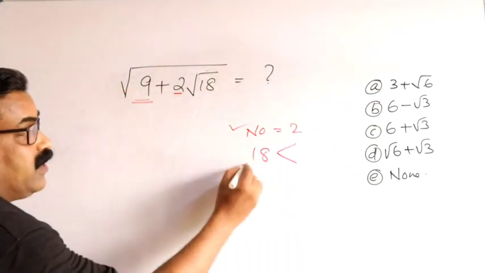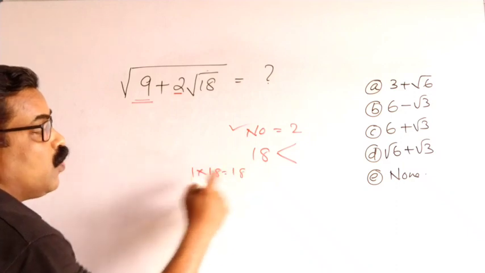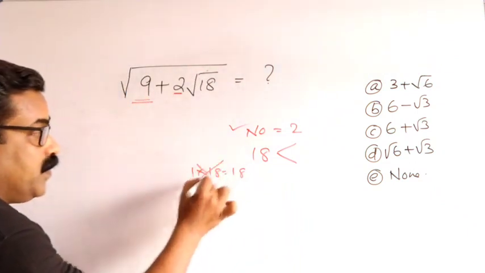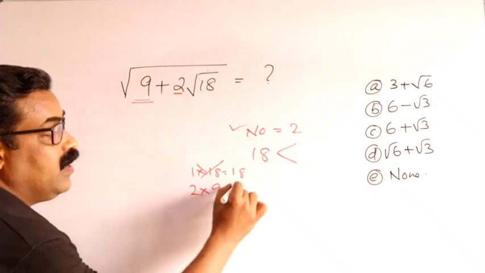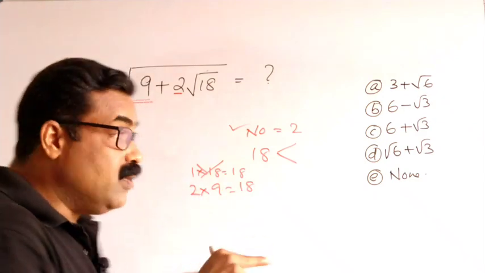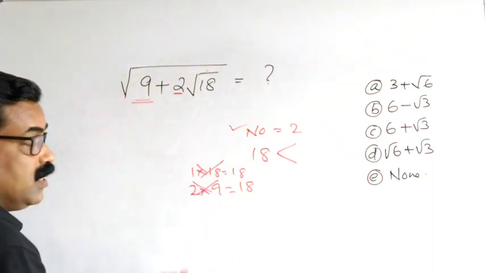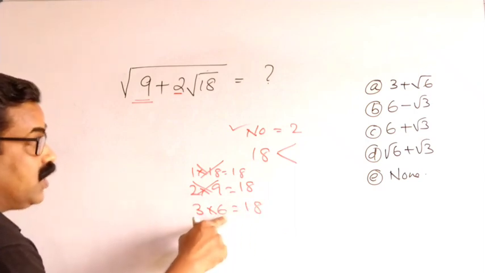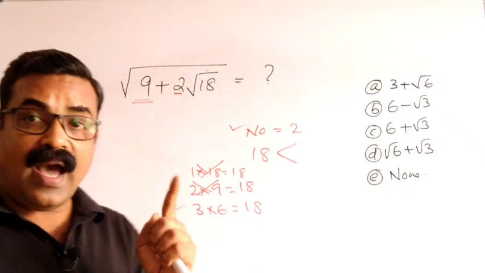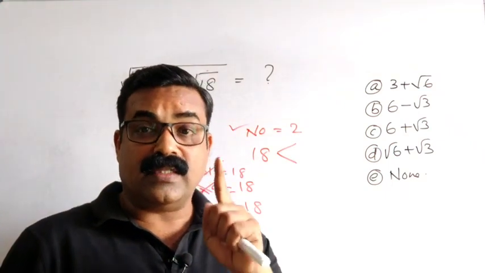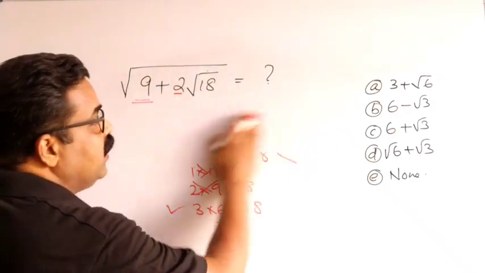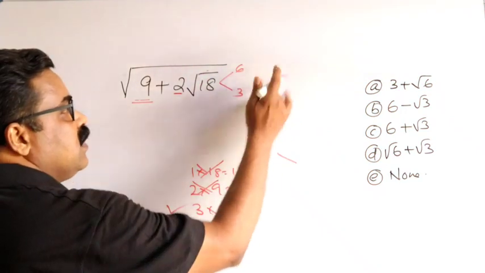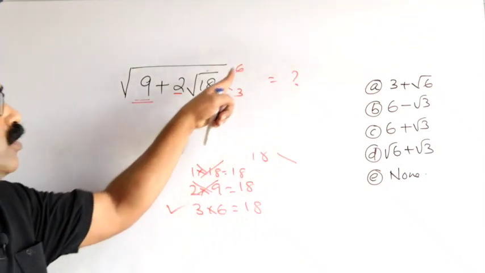So 18 factors are what? 1 into 18 is 18. So 1 and 18 are factors. But 1 and 18 when you add, you will get 19. So this you cannot take. Second is 2 into 9, 18. So 2 plus 9, 11. We want 9, so this I cannot take. Then 3 into 6 is equal to 18. 3 plus 6, 9. Yes, I can take this. 3 and 6 are the factors. So this 18 I will make as 6 and 3. 18 equal to 6 into 3.